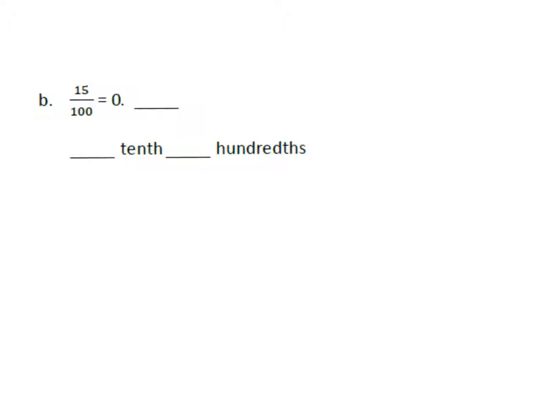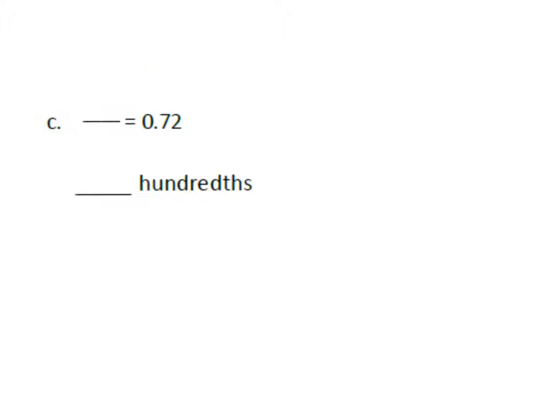Look at letter B. We have 15 hundredths. Write it as a decimal and then in unit form. Pause the video while you work and replay when you are ready. So the decimal is 0.15. There is 1/10 and 5 hundredths.